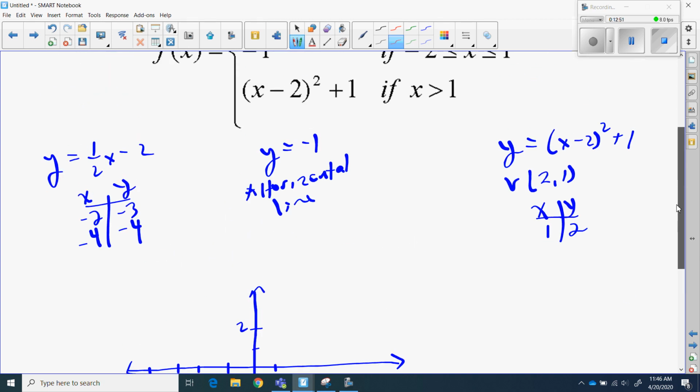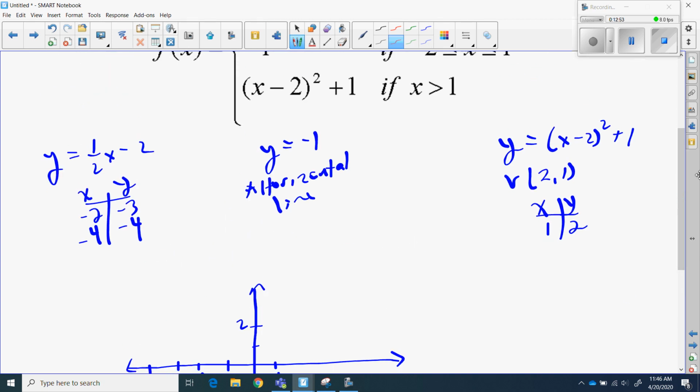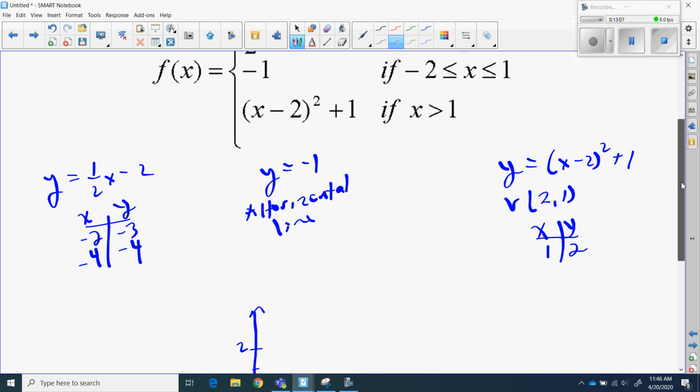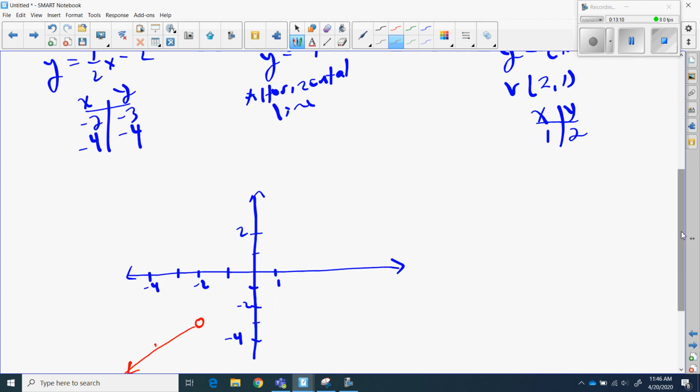Next piece of the graph, y equals -1. This is going to behave this way for any x value once you start at -2, filled in, and when you finish at +1, filled in. So -1 is the y value all the time on this horizontal line. So at x equals -2, filled in, 1, filled in. There's the graph of y equals -1. Those dots are filled in because of the two equal signs.